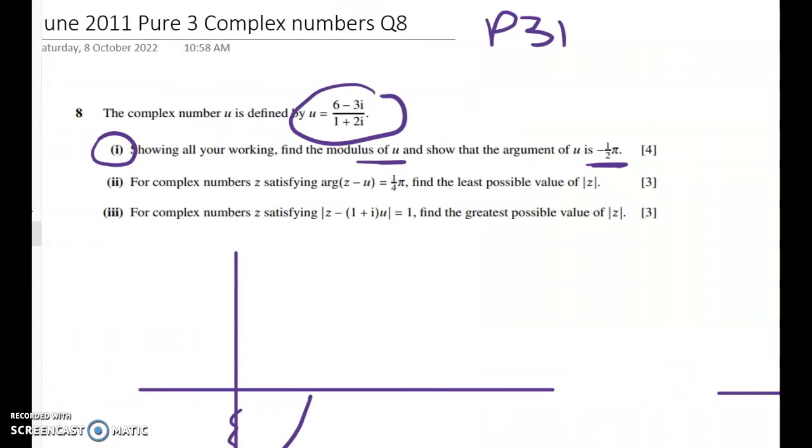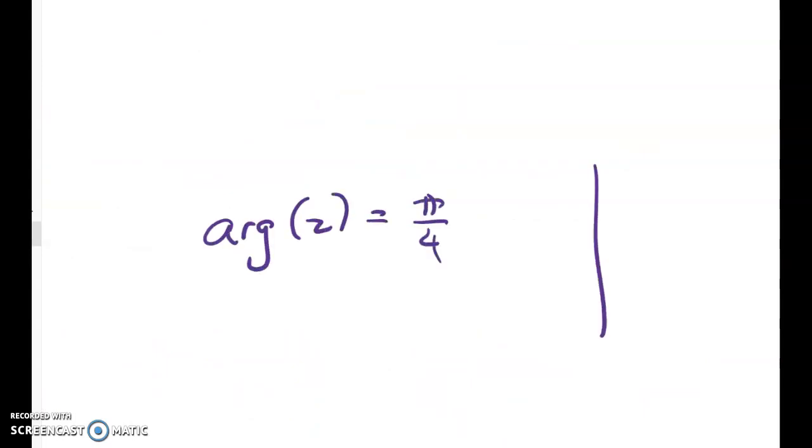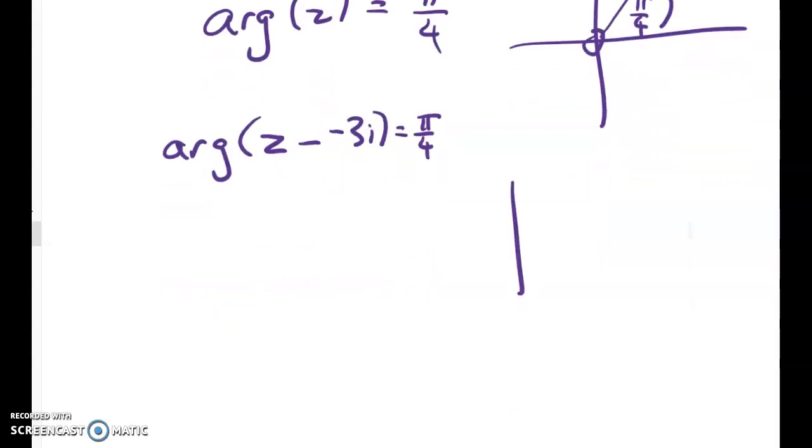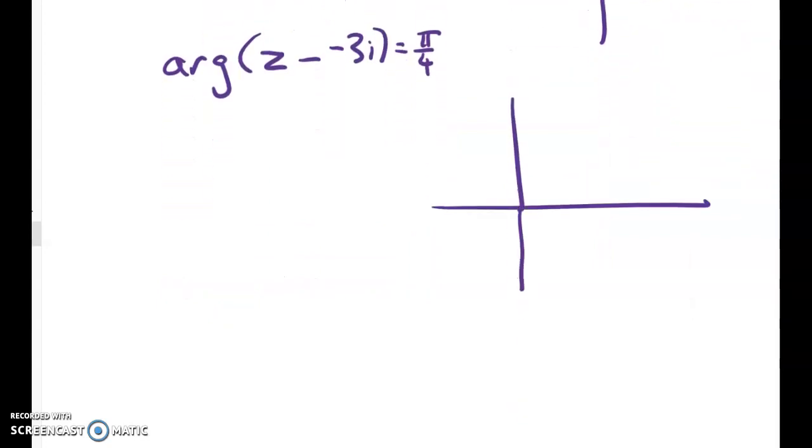We have to now find a locus. So we want the locus satisfying this, that the angle between z and u is 45 degrees. So let's go over, first of all, really slowly. If the arg of z is pi on 4, what am I drawing? Well, I'm drawing a half line from the origin like this. So the angle here is pi on 4. If instead I'm drawing the arg of z minus negative 3i is pi on 4, then what I'm drawing is a half line that starts, and I'm going to do this more neatly in a minute, at negative 3i, and the half line there goes like that.